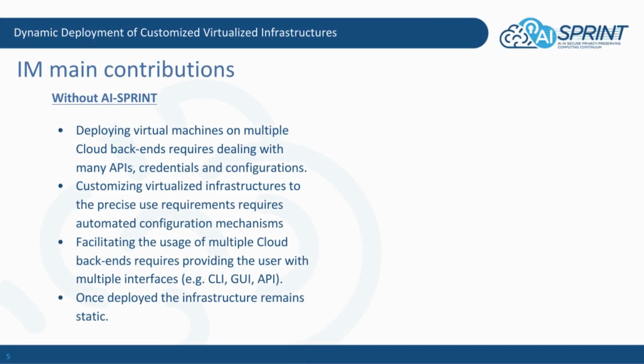The dynamic deployment of customized virtual infrastructures is not an easy task without the IM tool. It's not easy to deploy virtual machines on multiple cloud backends because it requires dealing with different APIs, credentials, and configurations. You need to customize the virtual infrastructure to the precise user requirements, and this requires automation and configuration mechanisms. Facilitating the use of multiple cloud backends requires providing the user with multiple interfaces, because each cloud provider uses different APIs, different client tools, etc. And once deployed, the infrastructure usually remains static.